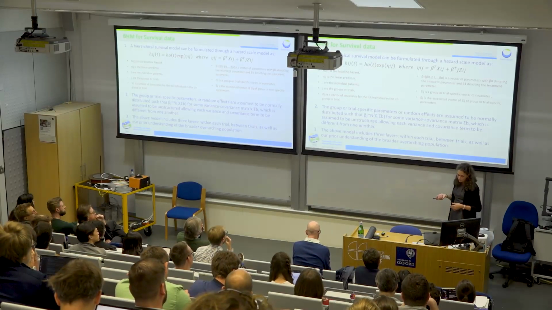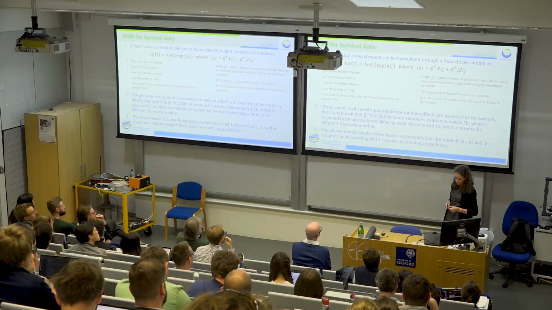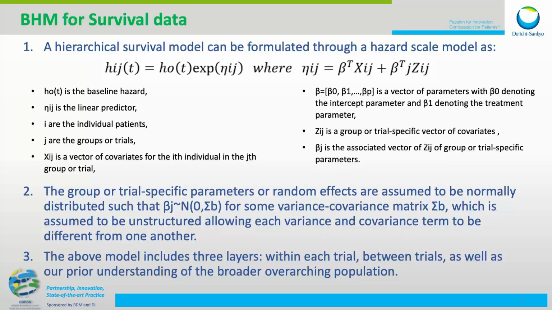So a BHM for survival data, you can actually formulate a hierarchical survival model through a hazard scale model. As expected, you're going to have your baseline hazard. You're going to have your eta term as your linear predictor over here up on the right. As per usual, i are your individual patients, j are your groups or trials.